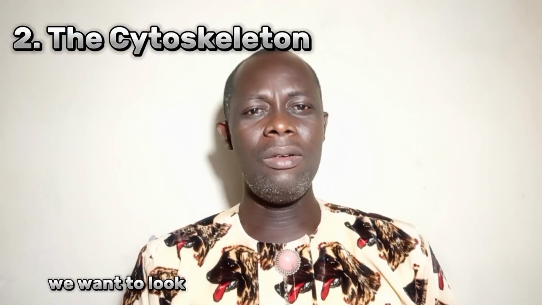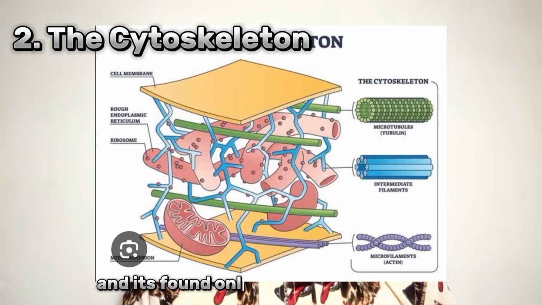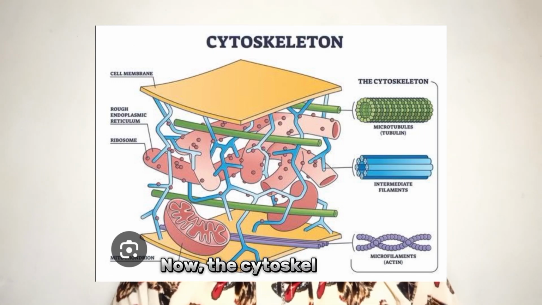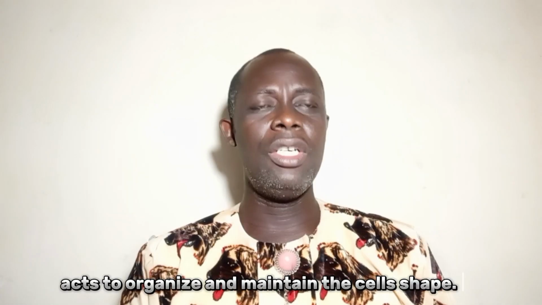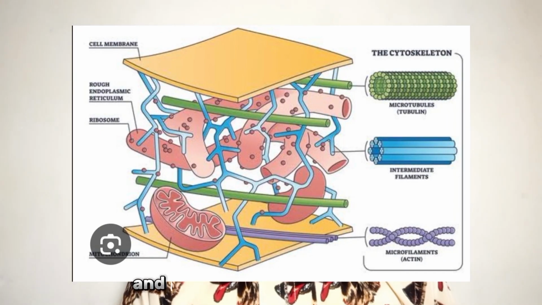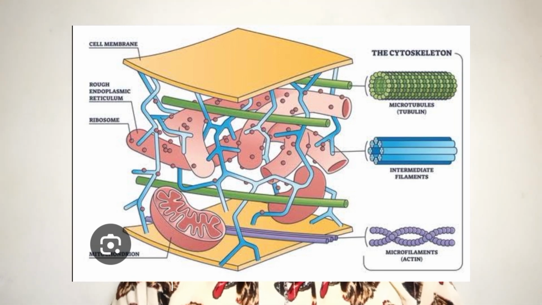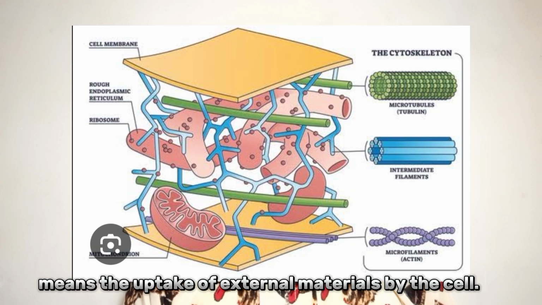The second cellular organelle we want to look at is known as the cytoskeleton and is found only in eukaryotic cells. Now, the cytoskeleton acts to organize and maintain the cell's shape. It anchors cellular organelles in place and helps during endocytosis. And basically, endocytosis means the uptake of external materials by the cell.